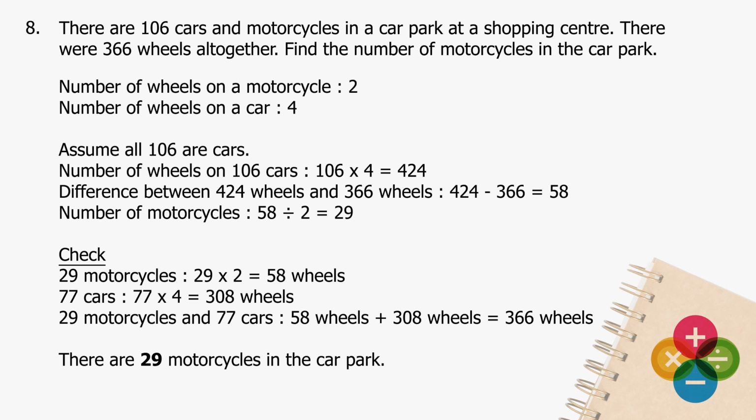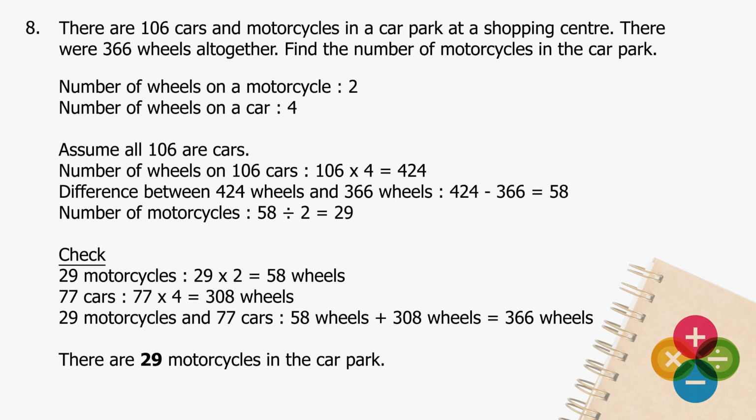The number of wheels on a motorcycle will be 2. The number of wheels on a car will be 4. Assume all 106 are cars. The number of wheels on 106 cars will be: multiply 106 by 4, and the product is 424. The difference between 424 wheels and 366 wheels will be: subtract 366 from 424, and the difference is 58. The number of motorcycles will be: divide 58 by 2, and the quotient is 29.